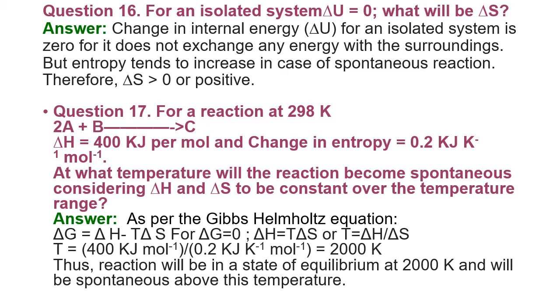At 2000 Kelvin, the reaction is in equilibrium, that we have presumed. So if you want to make the reaction spontaneous, you have to go beyond 2000 Kelvin. At 2000 Kelvin, the reaction is in equilibrium. So if you want to make the reaction spontaneous, you have to heat the system to more than 2000 Kelvin. That means the reaction becomes spontaneous above 2000 Kelvin. Okay, right.